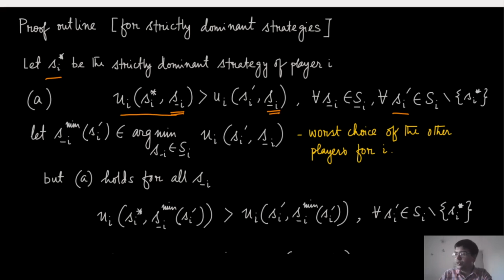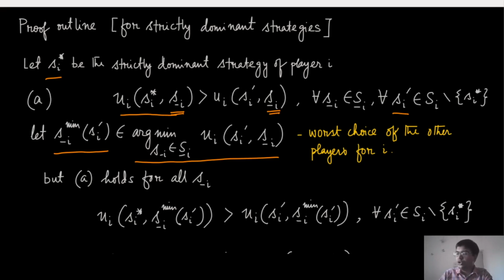Now, what we are going to do is to look at the s_minus_i that minimizes the utility of player i whenever agent i is picking s_i prime. So fix any s_i prime, and find out the strategy of the other players which minimizes that utility. That is what we are going to define as this function s_minus_i min, and the argument is s_i prime. For any s_i prime, you can correspondingly find the minimum value of this utility, and the corresponding s_minus_i we are going to call s_minus_i min.